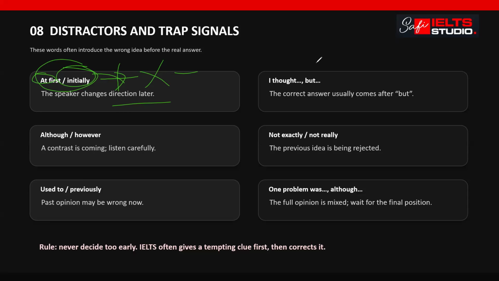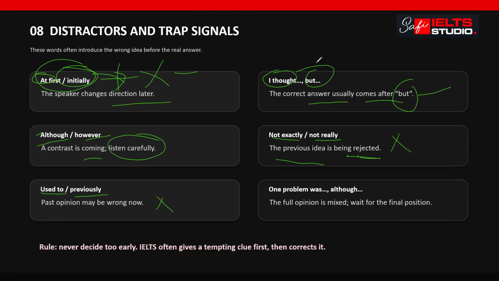Then after that, I thought and but. So the correct answer usually comes after but, not before but. Although or however, contrast is coming. Listen carefully. Not exactly or not really: the previous idea is being rejected. Used to or previously: past opinion may be wrong. So later on, you will get the idea. One problem was or although: the full opinion is mixed. Wait for the final position.